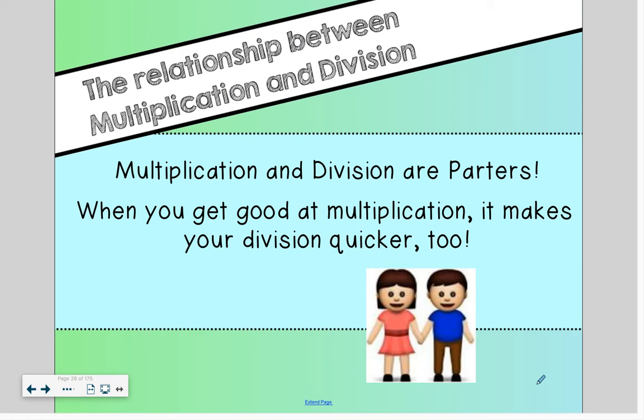Hello. Today we are going to talk about the relationship between multiplication and division. Multiplication and division are partners, just like addition and subtraction go hand in hand and are partners, so are multiplication and division. So when you get good at multiplication, it makes your division quicker too. I like to think about it like the twin emojis. So addition and subtraction are twin emojis, and so are multiplication and division.